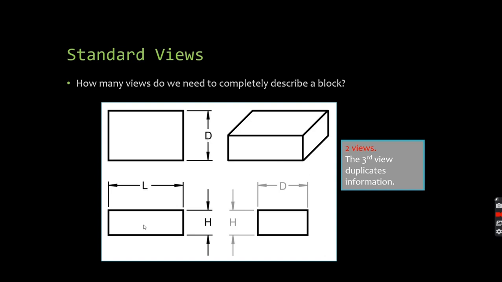Okay, just looking at the front view and the top view, we can dimension the height, the length, and the depth. The right side view has the height and the depth, but they're already covered. Okay, we can put this view on, it will not hurt anything, but we really don't need to, and we definitely would not put the dimensions on there.